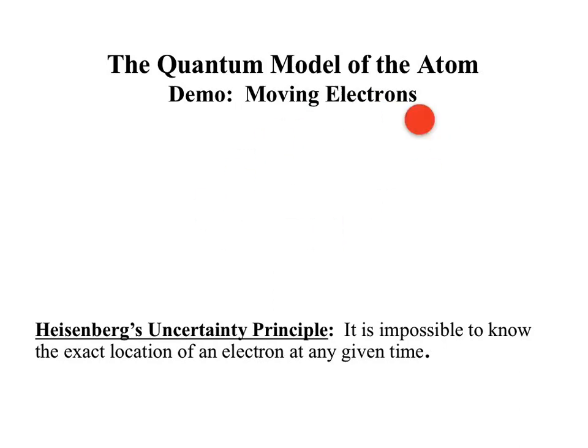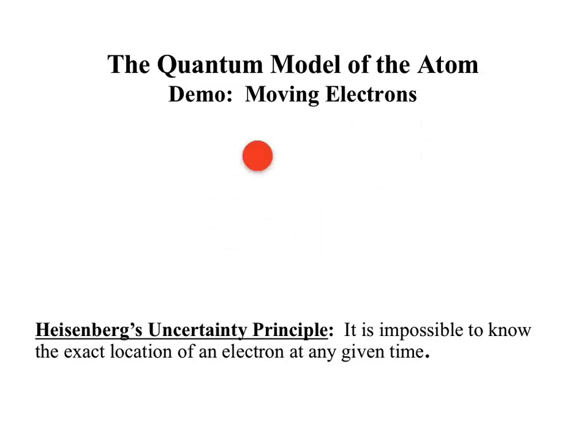It is impossible to actually know the location of an electron at a given time because it's always moving. They're not stationary. So we can't really say where it is. It's somewhere over there. That's kind of the idea. Exact location, though, not so much.